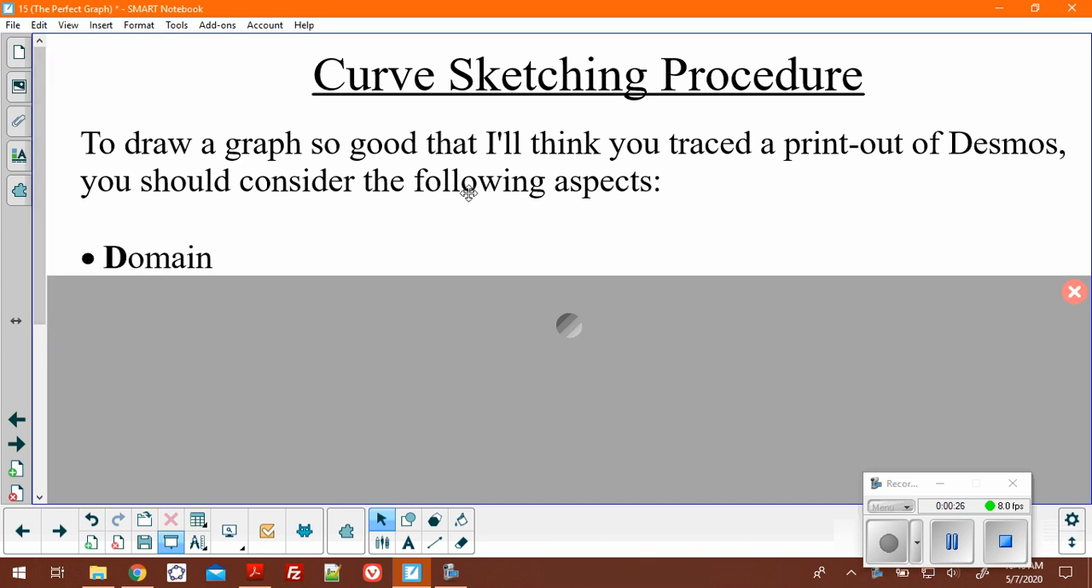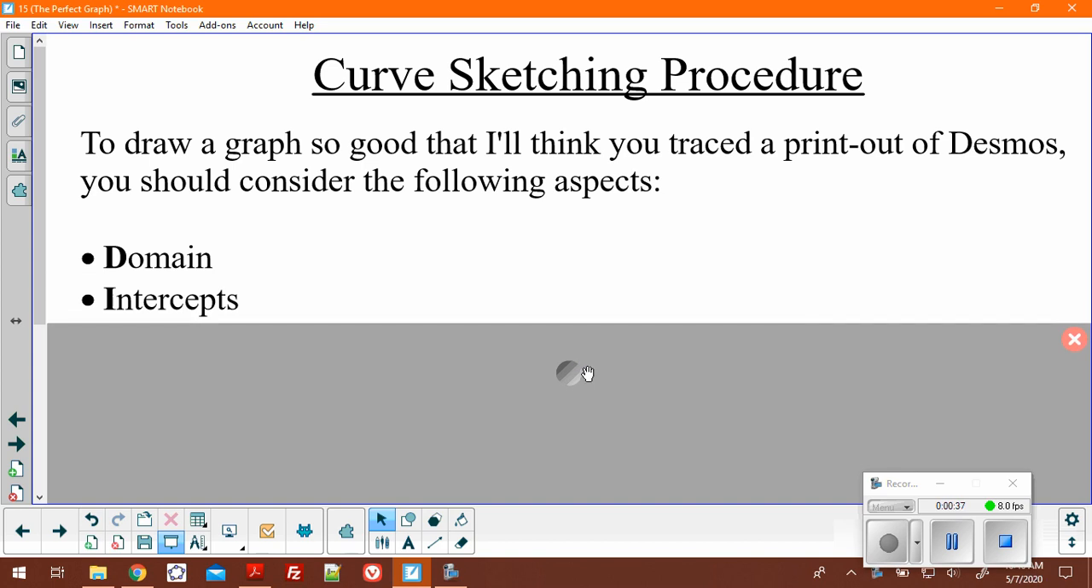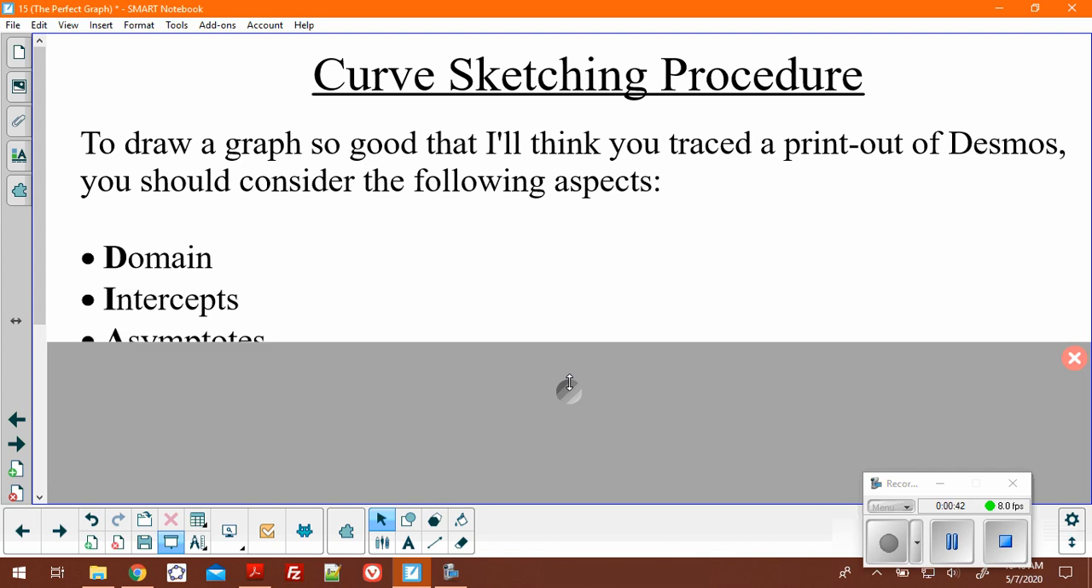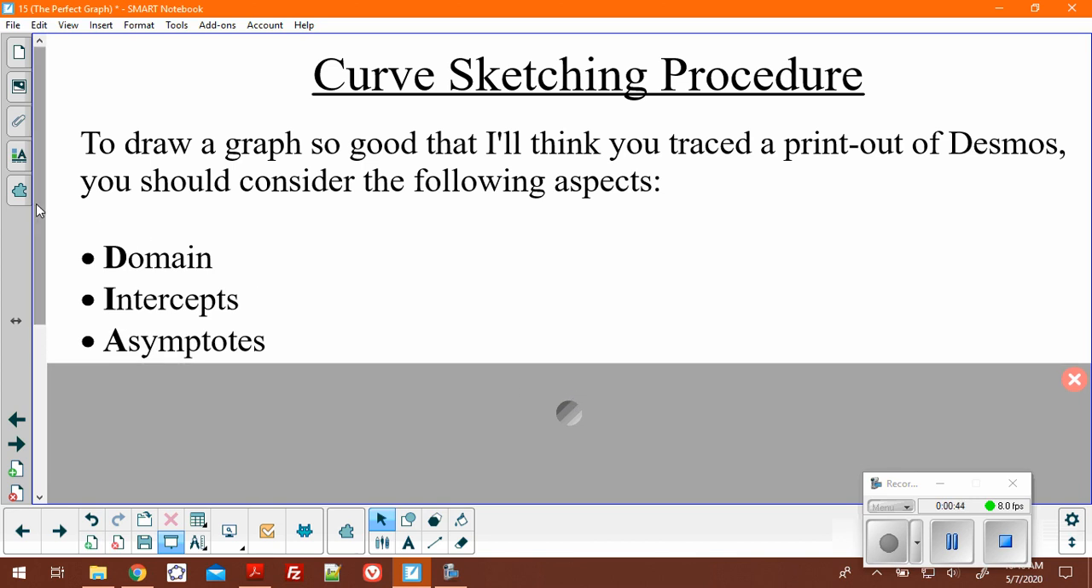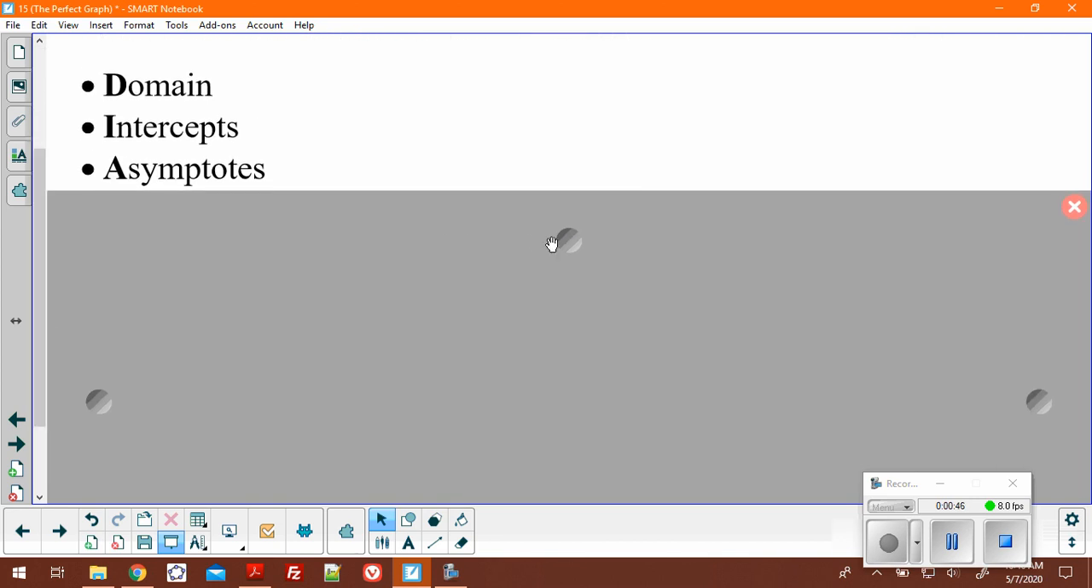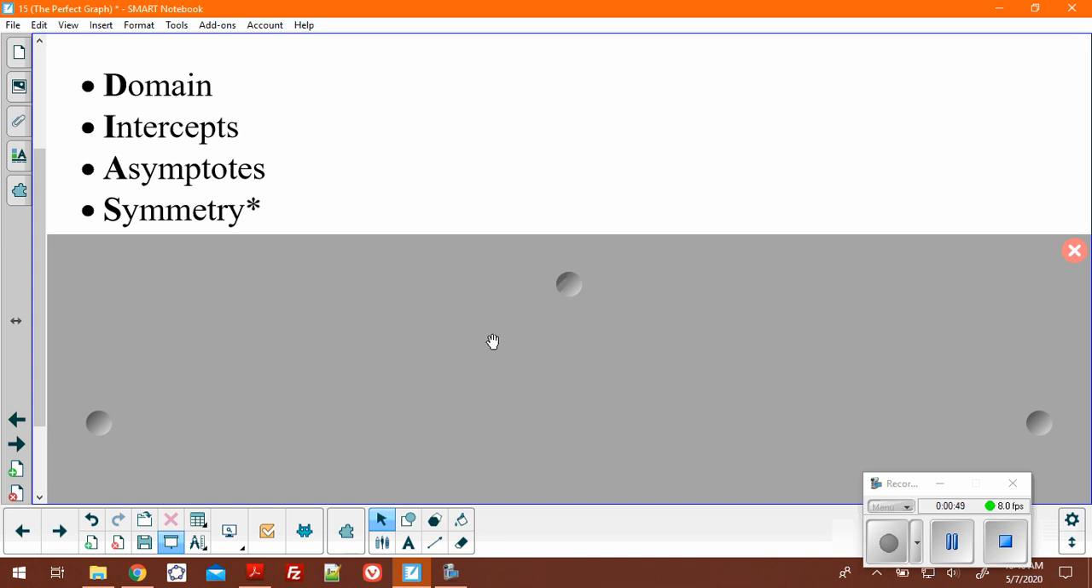So first thing is domain, right? Identify what domain your function is available on. Okay, this will be more important with rational and other functions. What are your intercepts? Finding your roots and your y-intercept. Does it have any asymptotes? Does it have symmetry? This isn't critically important, but if you notice that it has symmetry, that can help you with your graph because you know there's going to be some balance there.